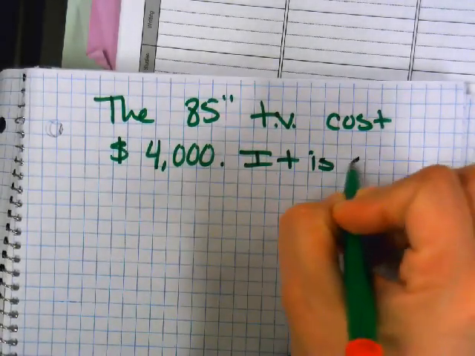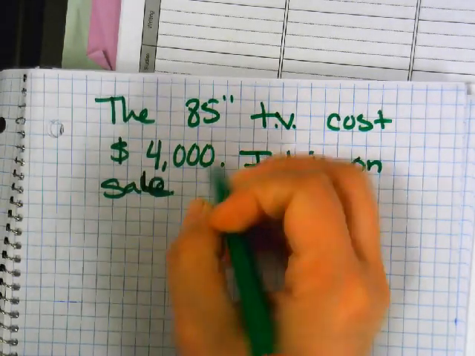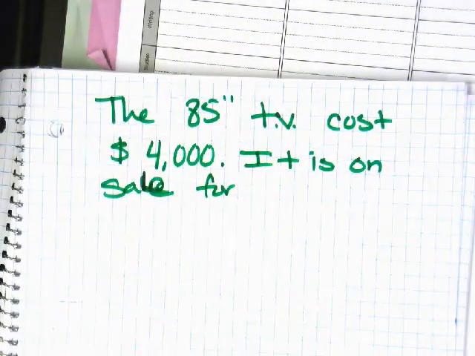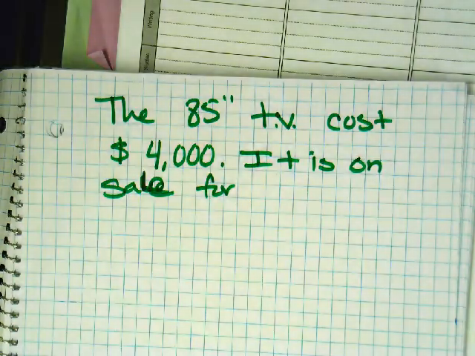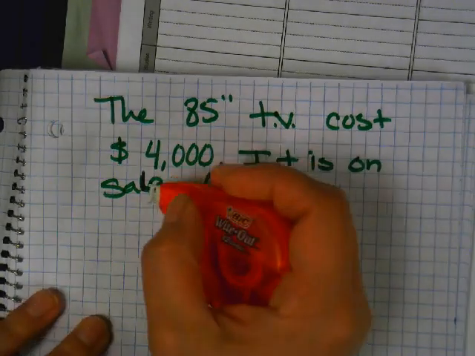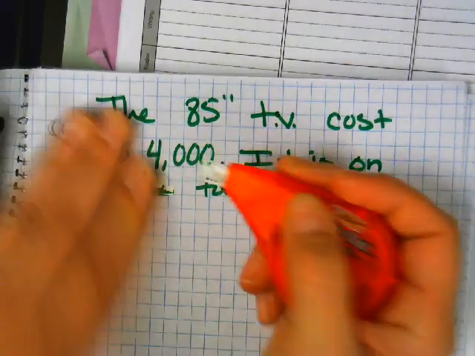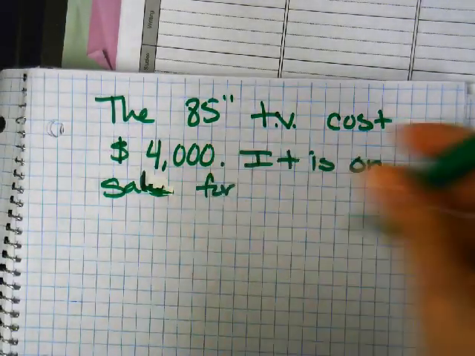It is on sale for, shall we make it super easy? 50%. Why is 50% off the easiest? Because 2,000 is divided in half, divided by 2. 100% off, 2,000. There we go. Yes. 100% off.